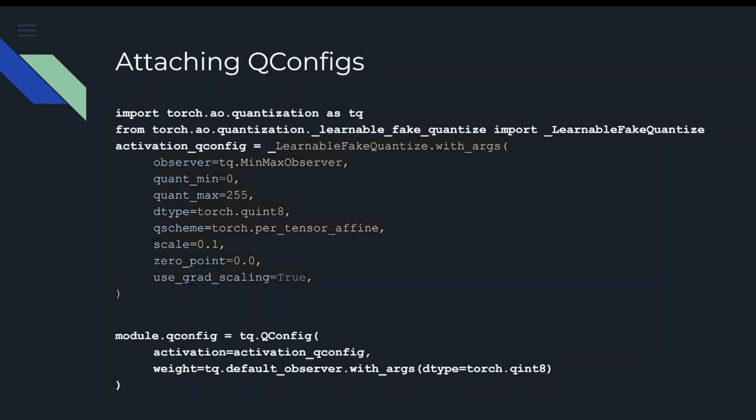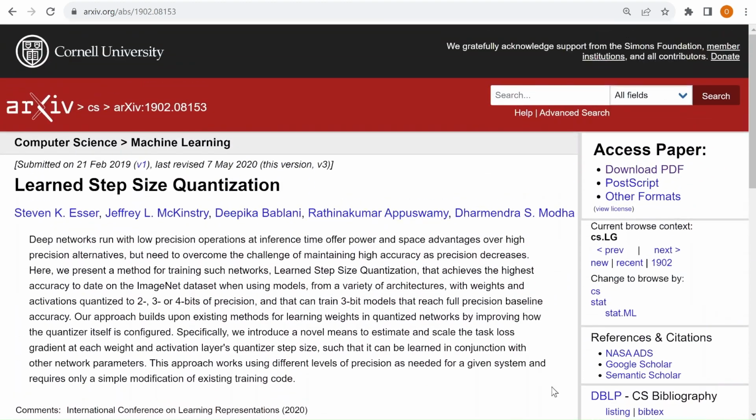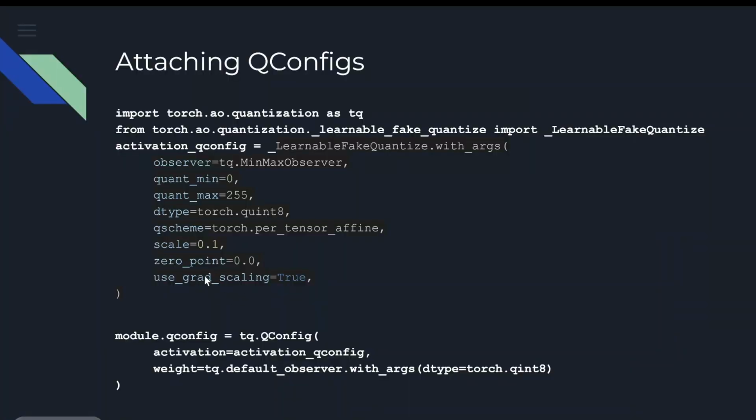There's something called grad scaling. It basically means we just divide the gradient by the size of the tensor that we're operating on. There's a paper called Learned Step Size Quantization, which introduced learned step size quantization. It also introduced something called grad scaling. This is just kind of industry standard. You don't really need to know what this is doing, but if you are curious, then you can read the paper called Learned Step Size Quantization, and it will make reference to grad scaling.